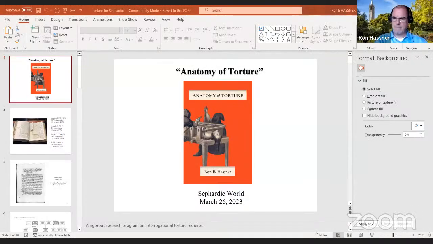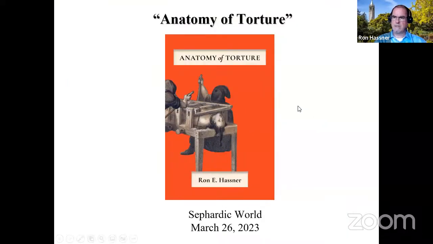So hello, everybody. I'm going to start by sharing my screen so we can all see the same thing. Does this work? Is it nicely all screen?